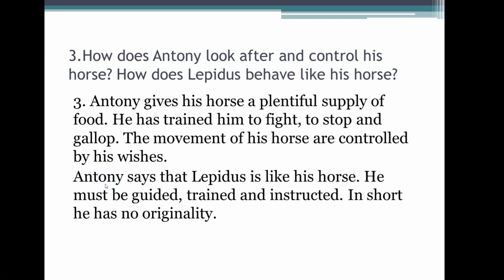Next answer, how does Lepidus behave like his horse? So Antony says that Lepidus is like his horse. He must be guided, trained and instructed. So you can underline, he must be guided, trained and instructed. In short, he has no originality. You can underline this also.